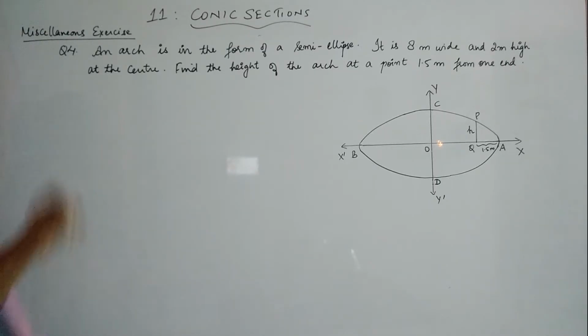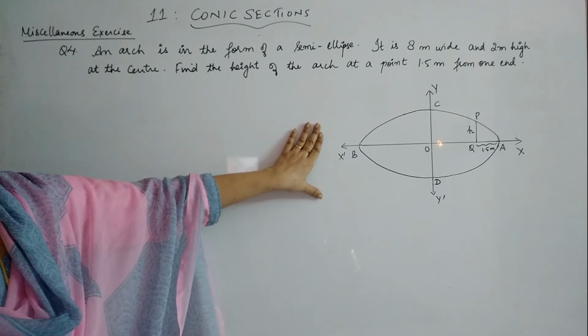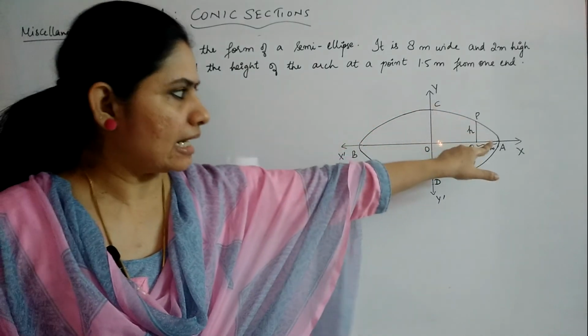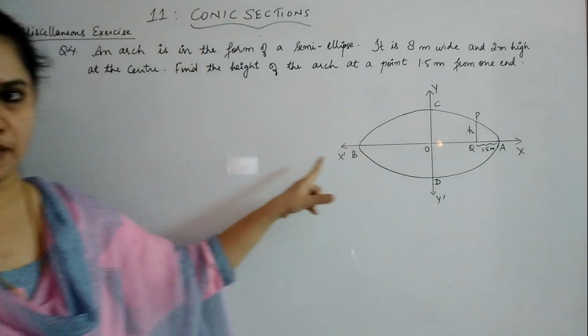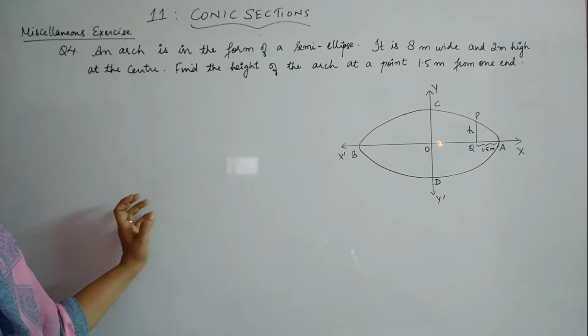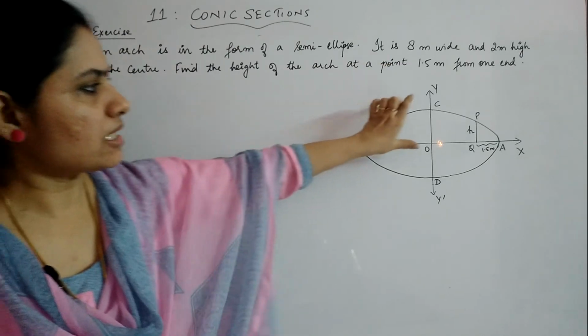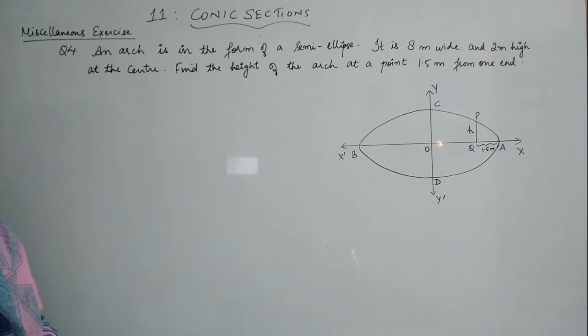Question number 4 is, an arch is in the form of a semi-ellipse. It is 8 meter wide and 2 meter high at the center. Find the height of the arch at a point 1.5 meter from one end. So we have drawn an ellipse, but actually we have only this part, that is semi-ellipse, and it is 8 meter wide, means the length AB is given to be 8 meter. That is acting as 2A. Okay, length of the major axis is given to be 8. Then 2 meter high means from the center it is 2 meter high, means this length OC is given to be 2 meter. That is semi-minor axis.